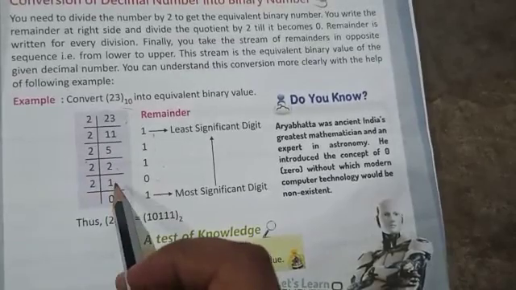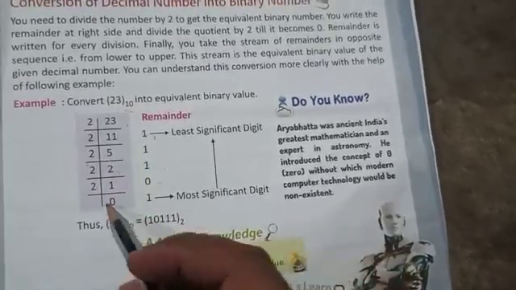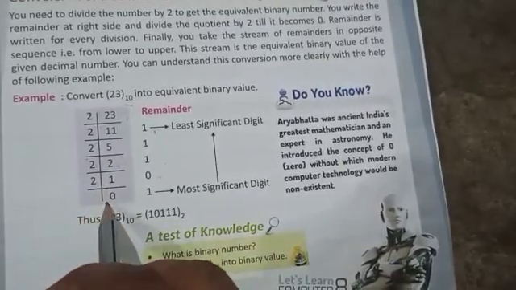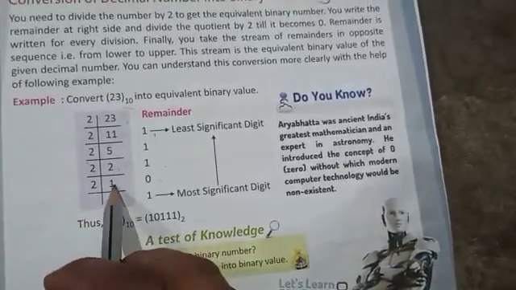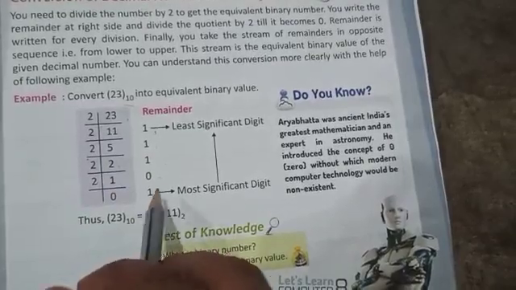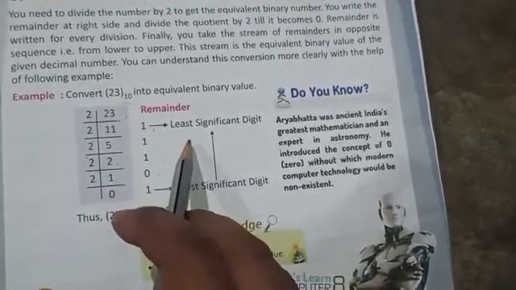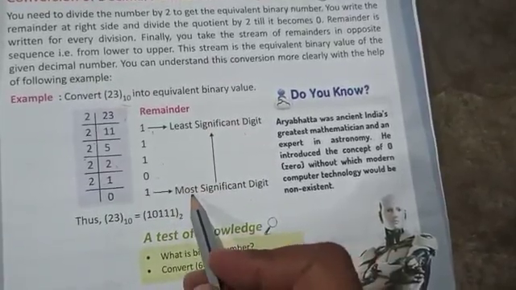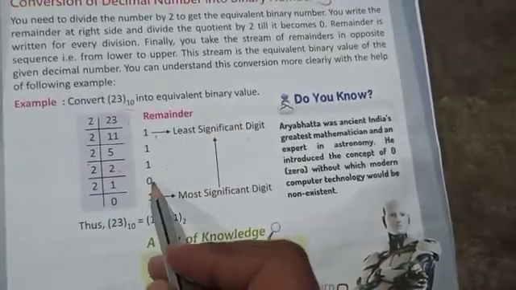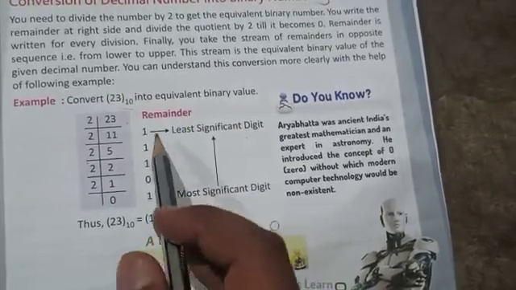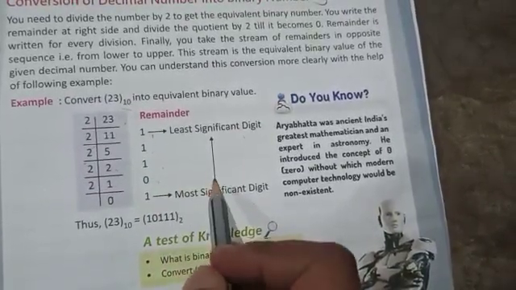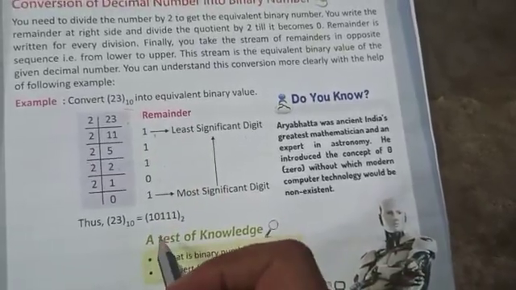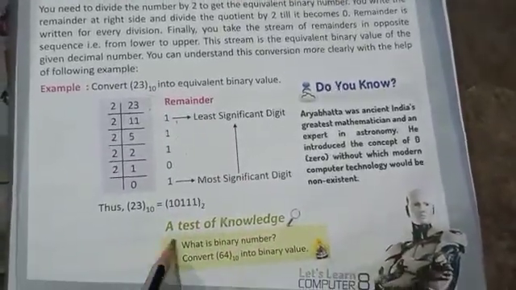Then 2 zeros are 0, and again here 1 is not divisible by 2, so here is 0 and this 1 will be here. Now this is the most significant digit and this is the least significant digit, so we will write from the most significant digit: 1, then 0, then 1, then 1, then 1. 1 0 1 1 1. So it will convert into binary.